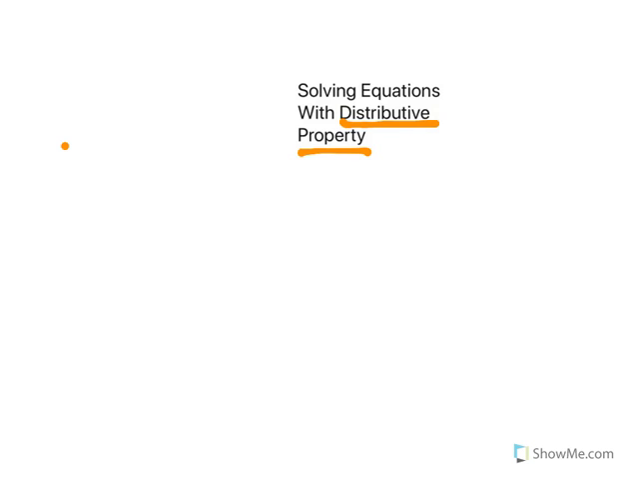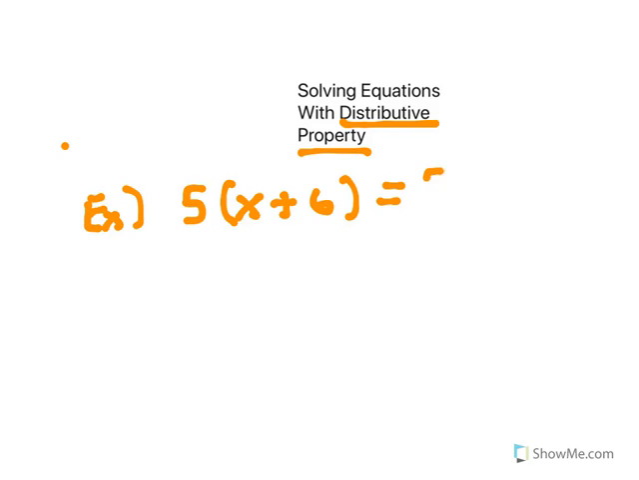So, for example, you may see an equation that looks like this. 5 times x plus 6 equals 2x minus 8. Okay, so if you're looking at an equation that looks like this, and you see these parentheses right here, the first thing that you need to do is get rid of those parentheses. And you do that by using the distributive property.